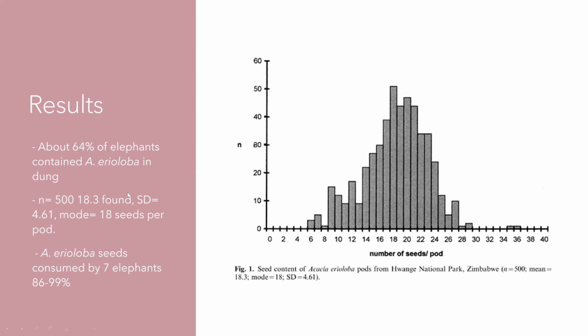The erioloba seeds consumed by 7 elephants was about 86 to 99%, which is a really good percentage to have when studying this. And if you look at the picture here, the figure just talks about the numbers that I just said. Over here is the number of seeds per pod, and this is just the number of seeds in the national park.